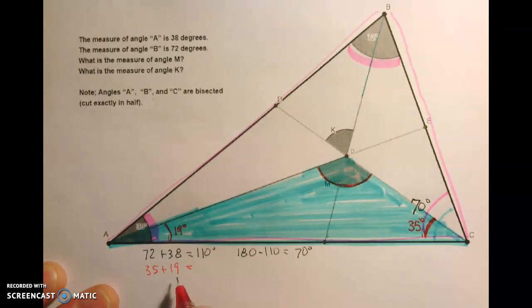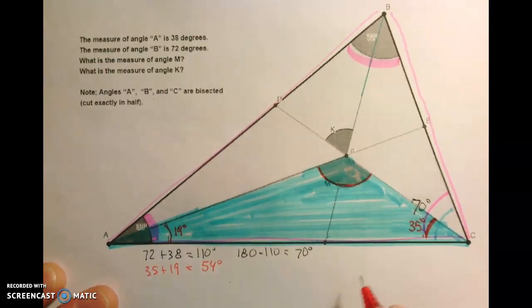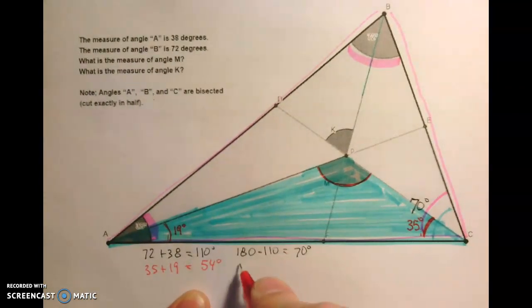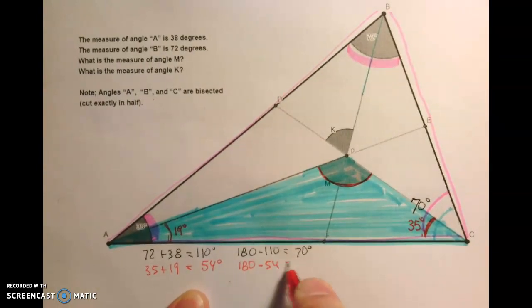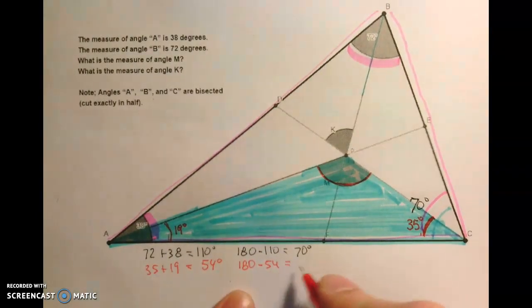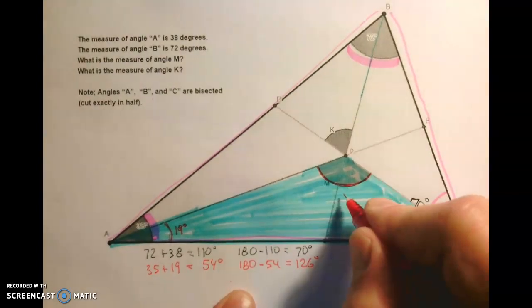35, 45, 55, back off 1, I get 54 degrees. And I can either count up to 180 or I can subtract it. I'm going to go ahead and subtract it. I'm more comfortable with that. 54, 64, 74. So it's 26 up to 180, so I get 126 degrees. Hopefully I got that right. You can double check me.